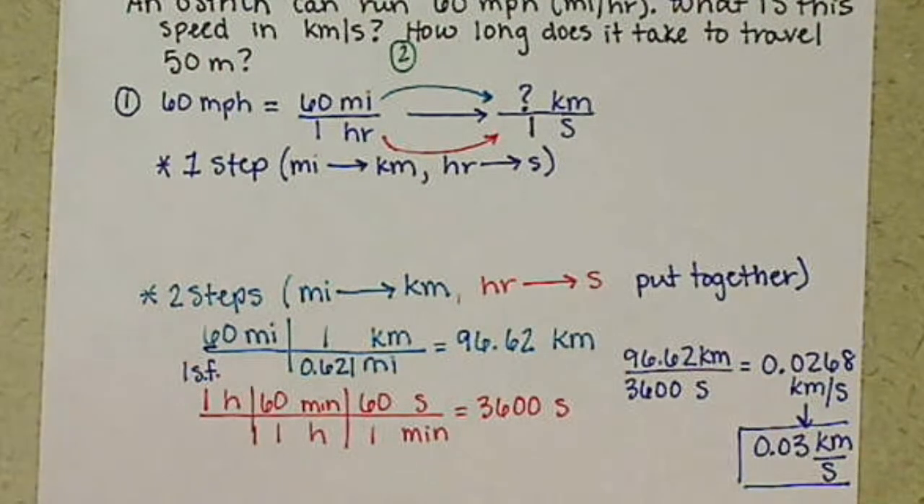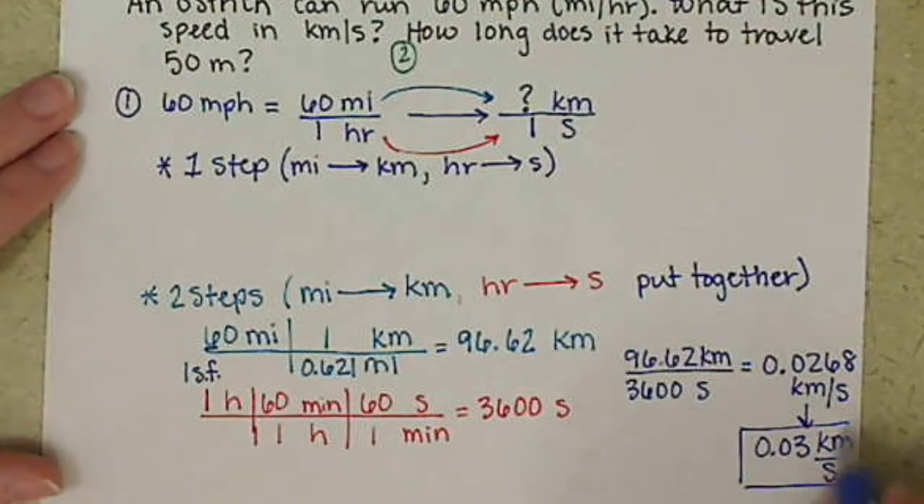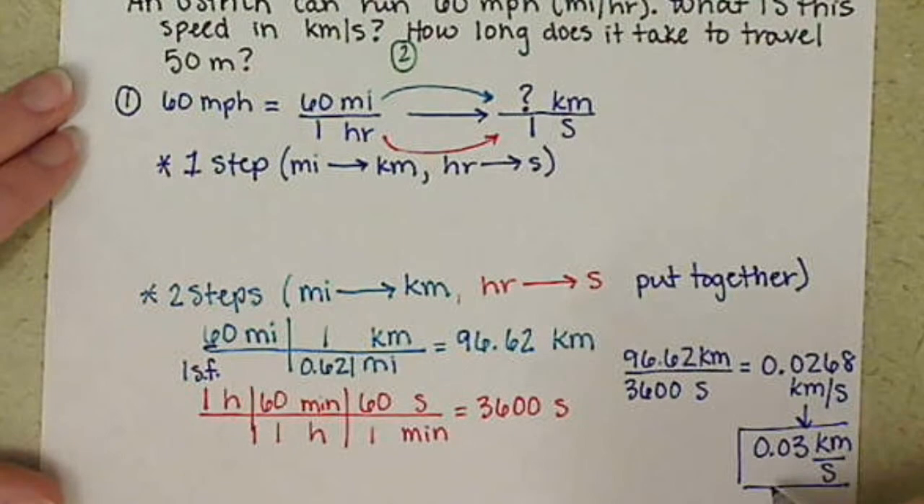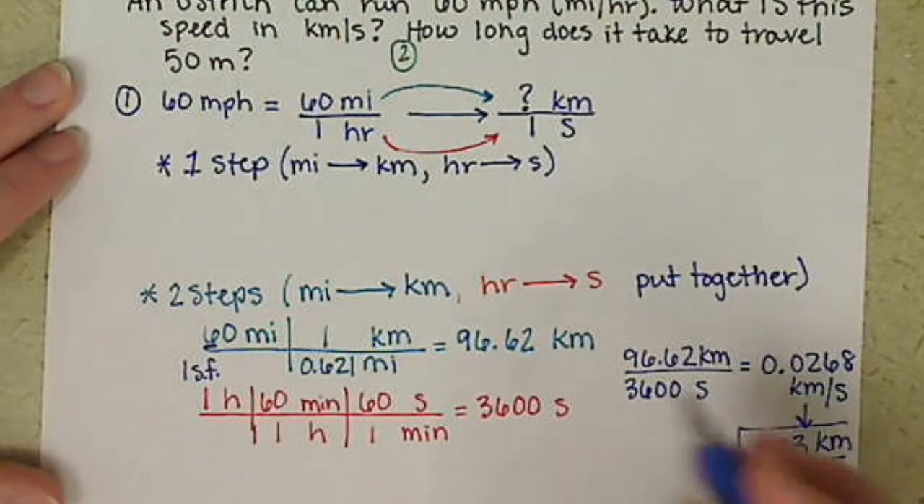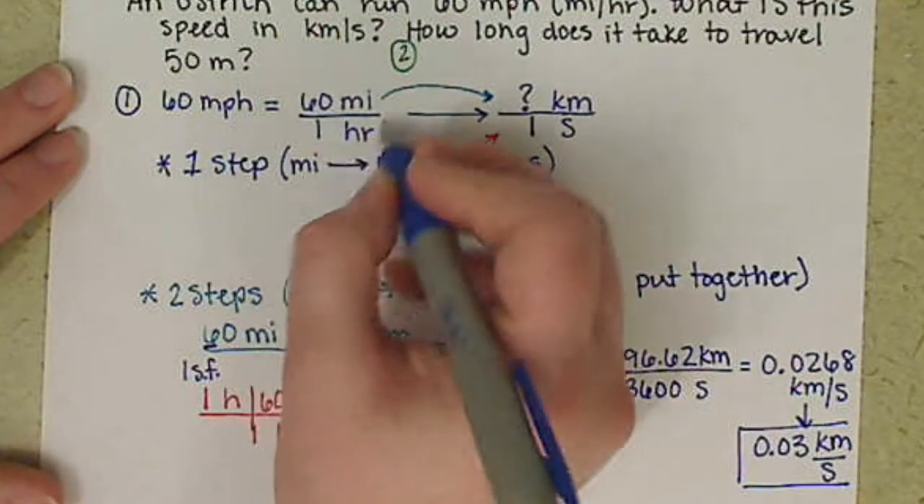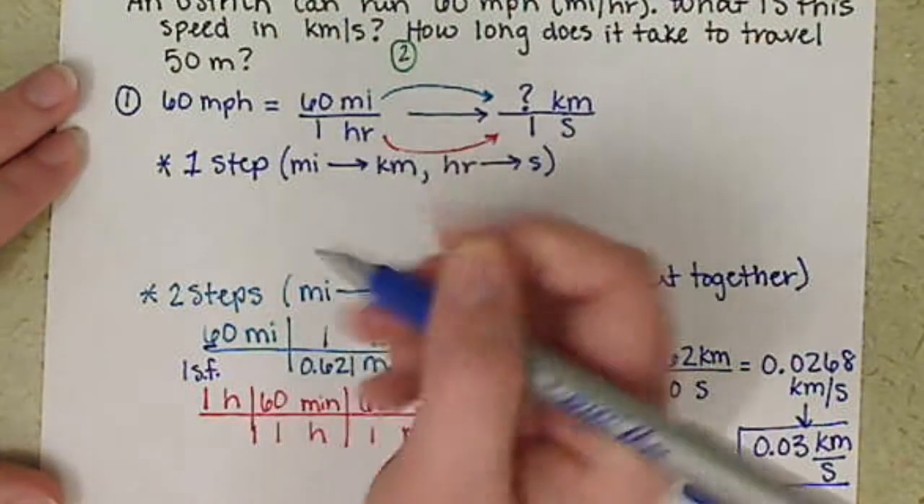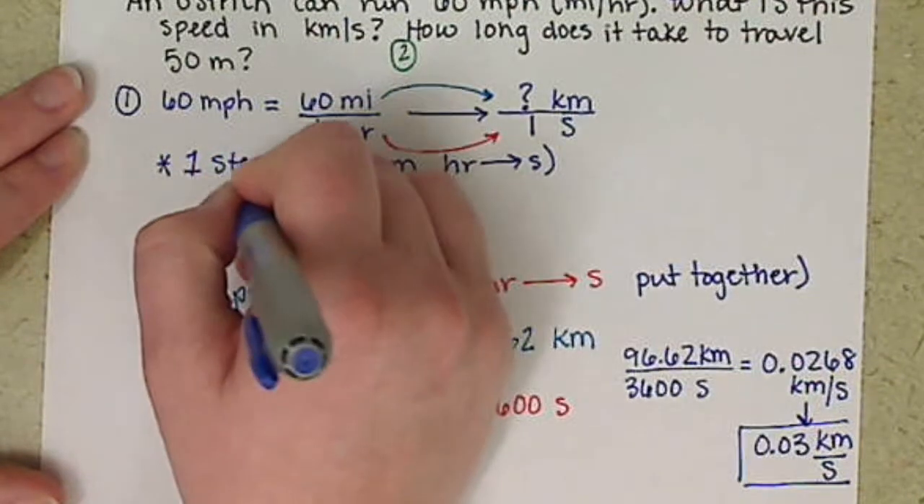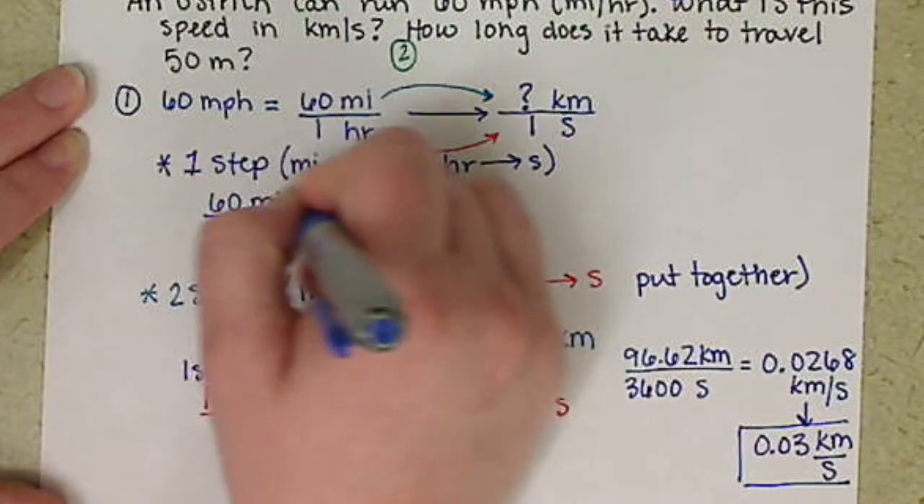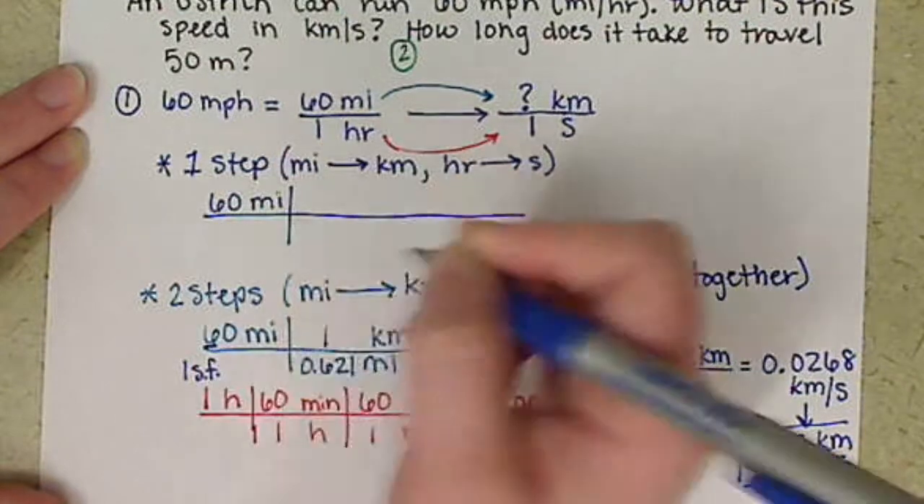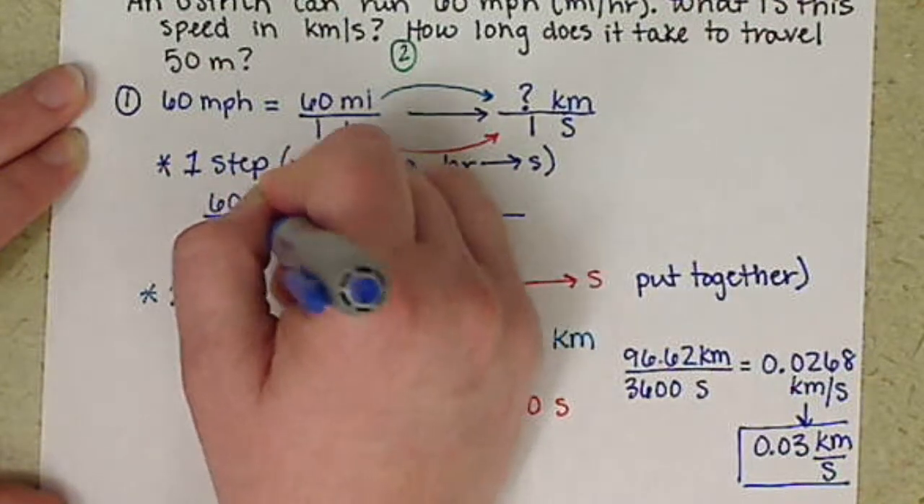We can do this all in one. So if this works for you, stick with it. The one step is just a little bit quicker because you're only doing one calculation. You're doing it all in one. So what we want to do is start with our 60 miles per 1 hour. So we have 60 miles. Set up our railroad, and that's per 1 hour.